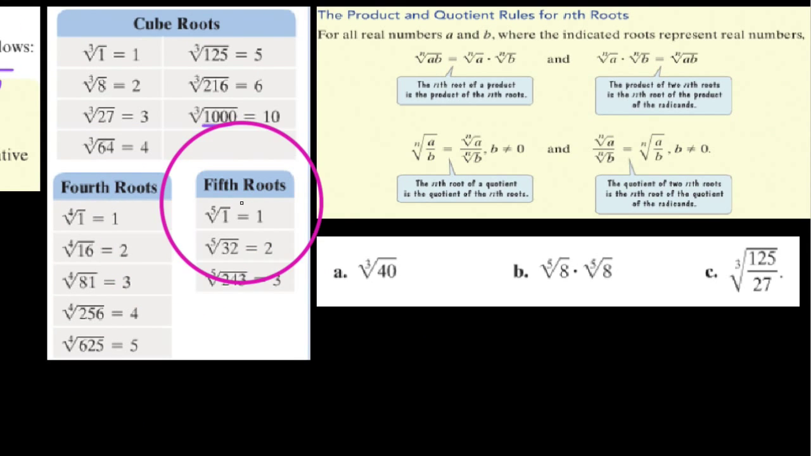What I really want to do is basically tie these nth roots into our product and quotient rules again. So from previous video, you know that the product rule, it says if you take the root of a times b, that's really the root of a times the root of b.